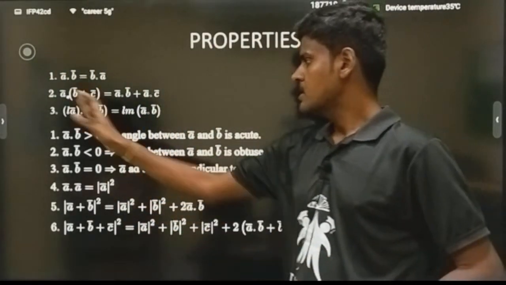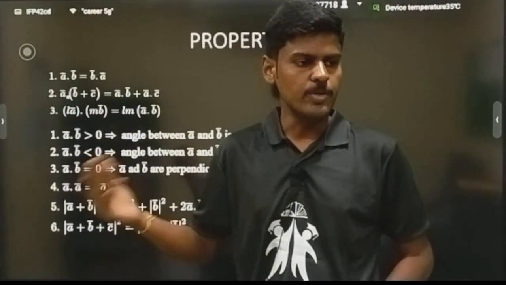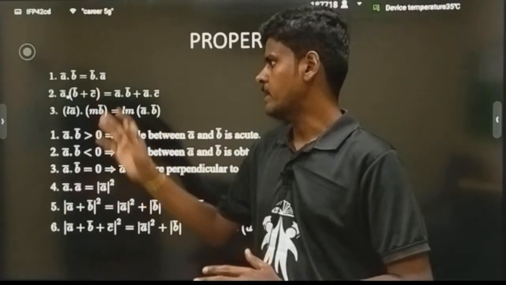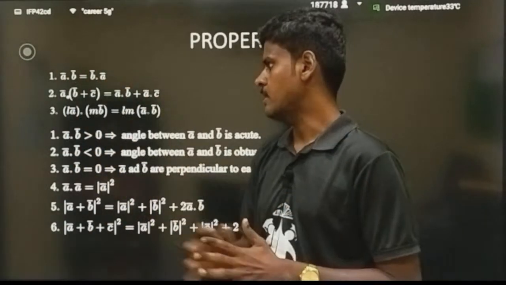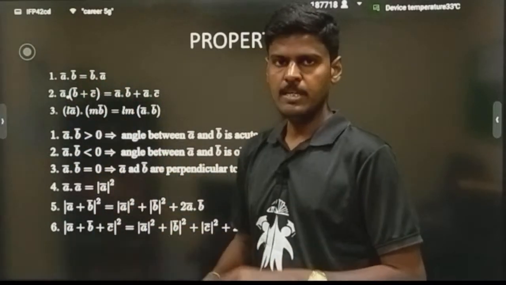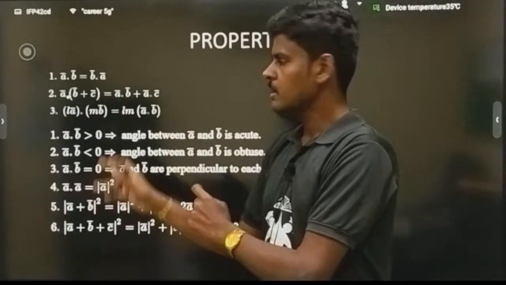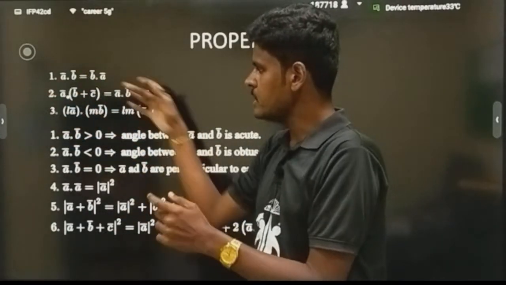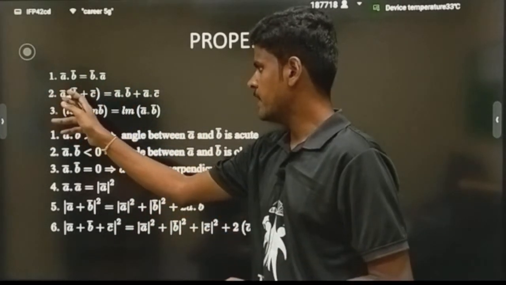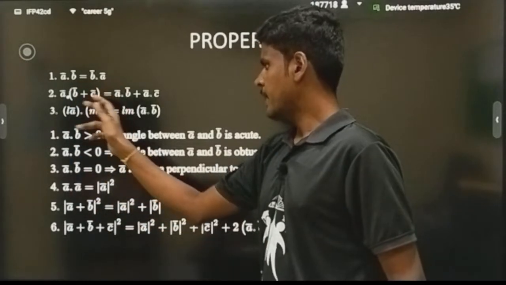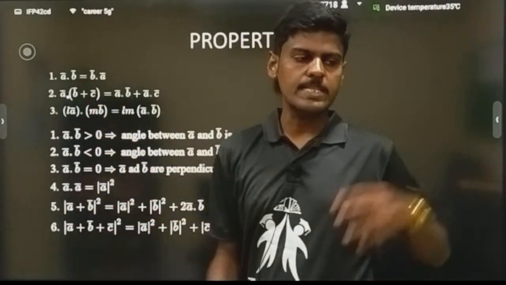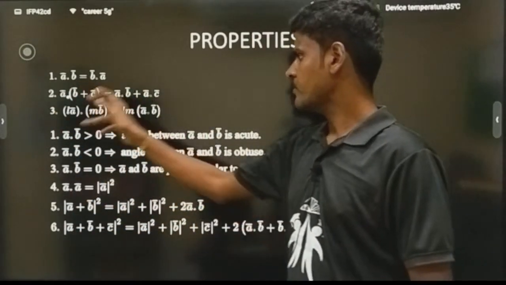Next property is scalar product is distributive over addition. What do I mean by that? Distributive over addition. That means B plus C, it is addition, and this product, scalar product, is distributive. That means we can write A dot B plus C is equal to A dot B plus A dot C, just like how we write in numbers.